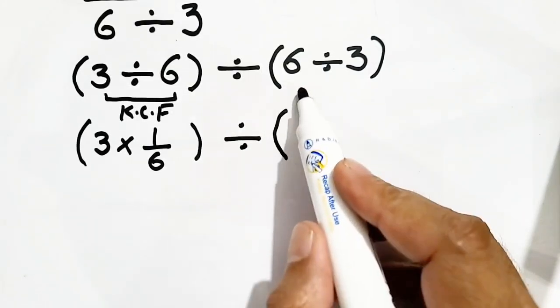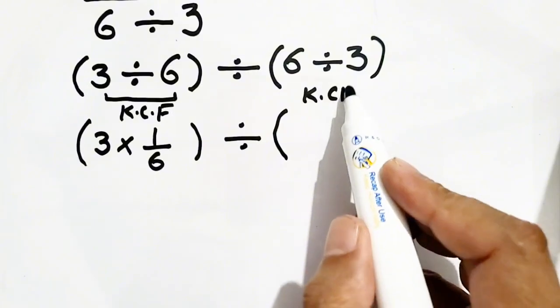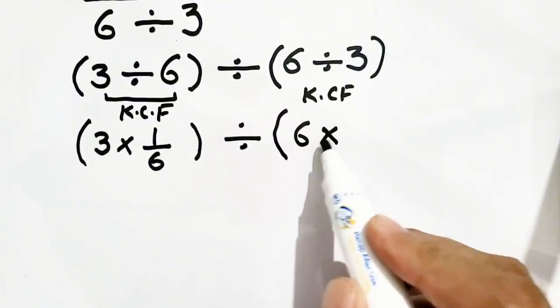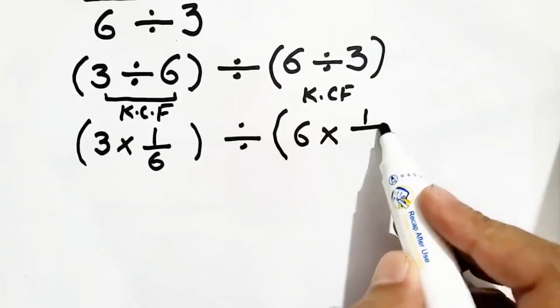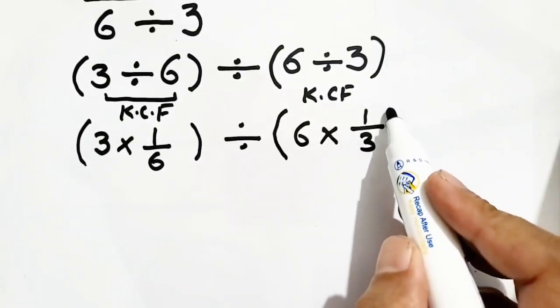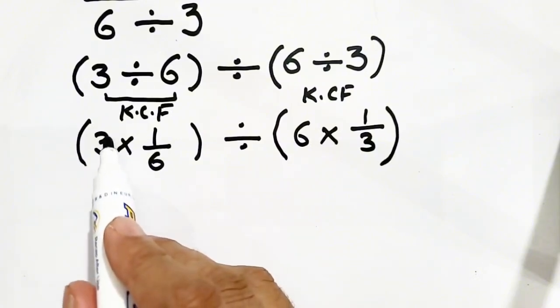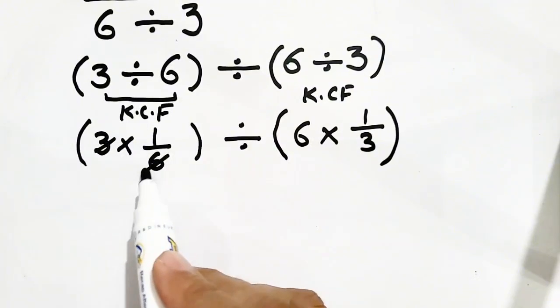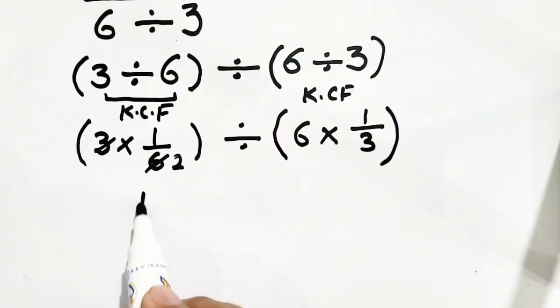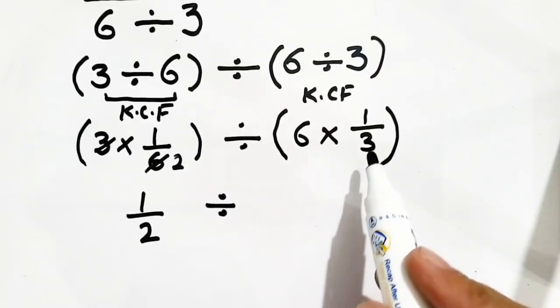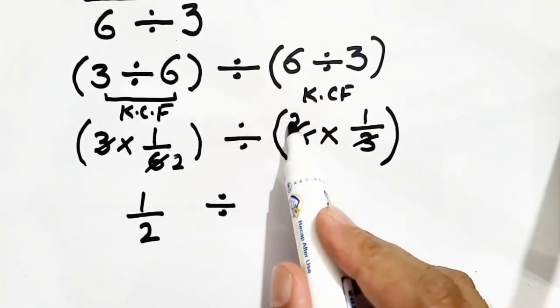Similarly, apply the KCF rule here. Keep it, change it, and flip it. So it will become 1 by 2 divided by 2.